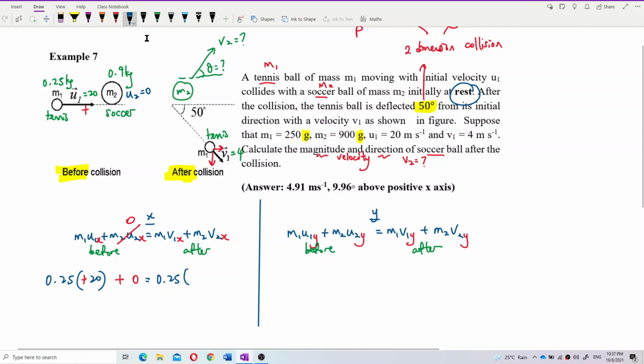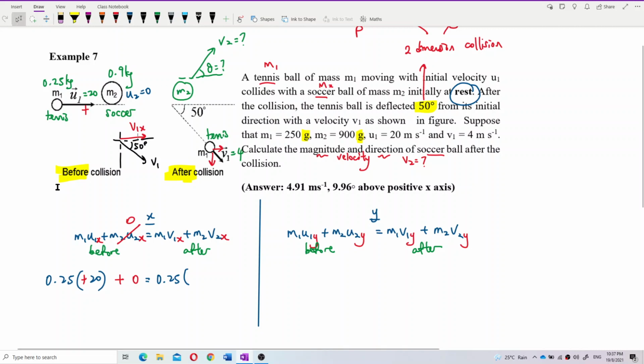Okay, maybe I should draw it over here. This is the V1. So what is the angle here? The angle here is 50 degrees, isn't it? So for V1x, I just redraw the tennis ball to here. That's for after collision. This is the V1x.